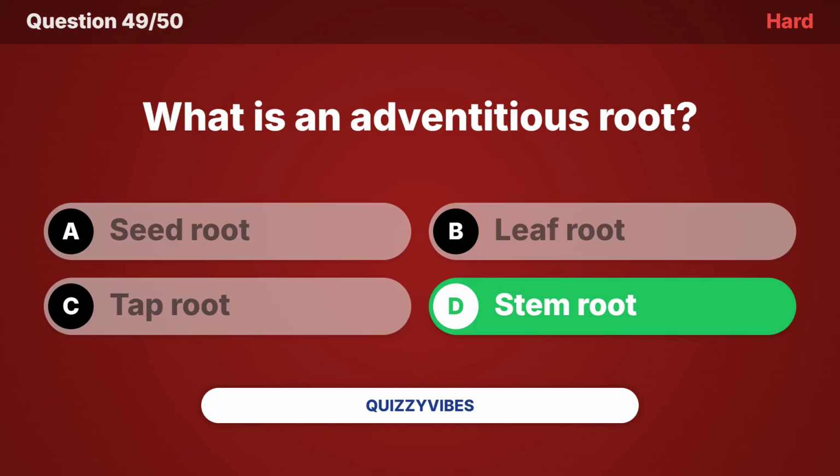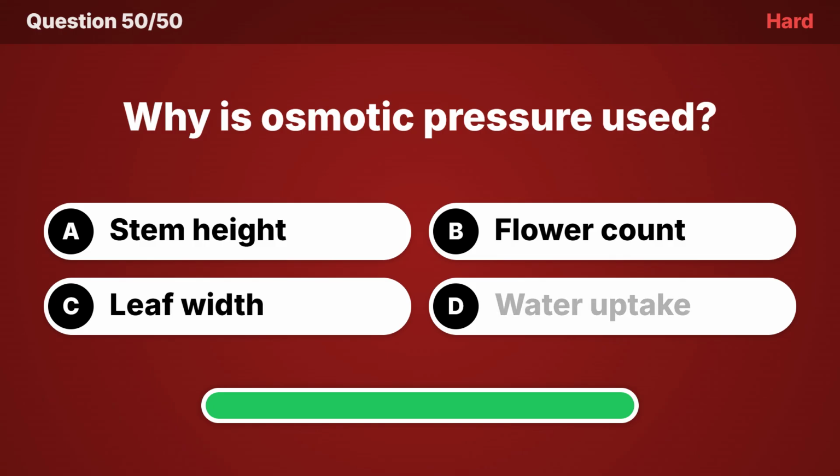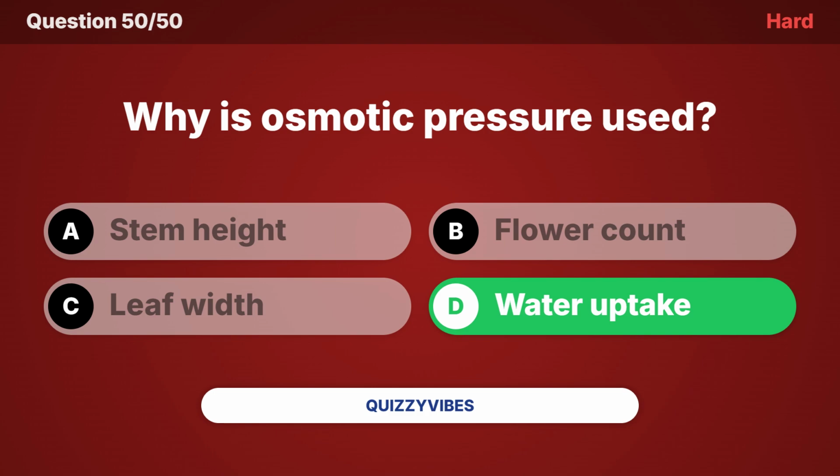The answer is stem root. Why is osmotic pressure used? The answer was water uptake.